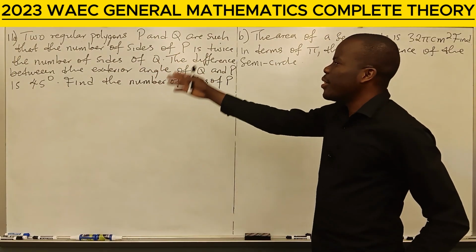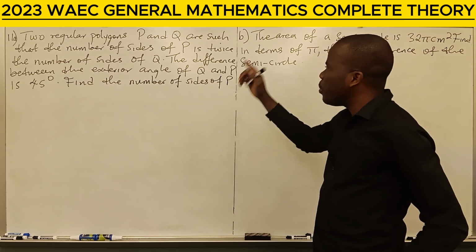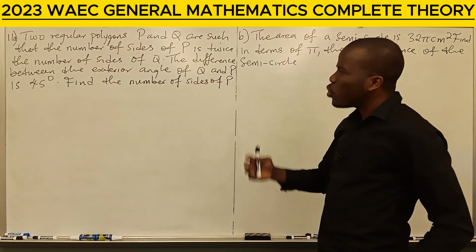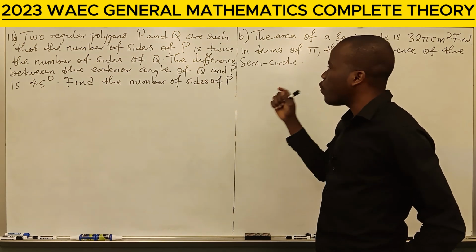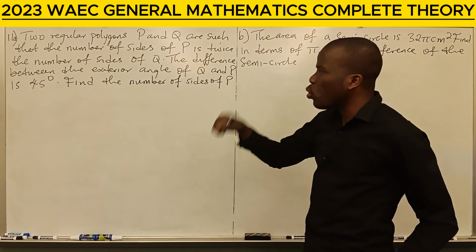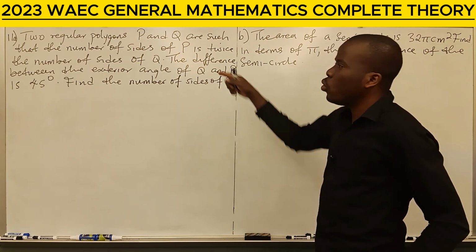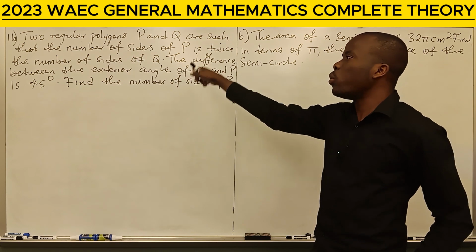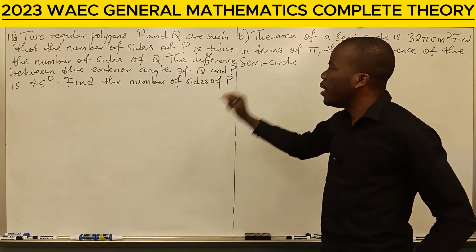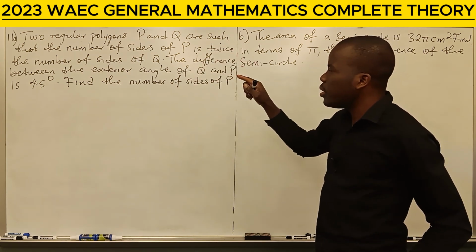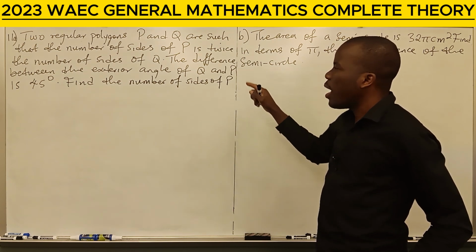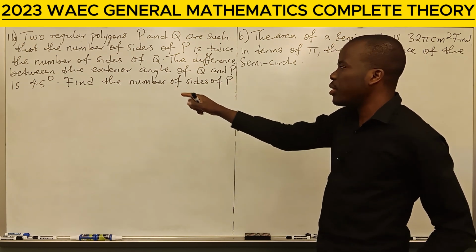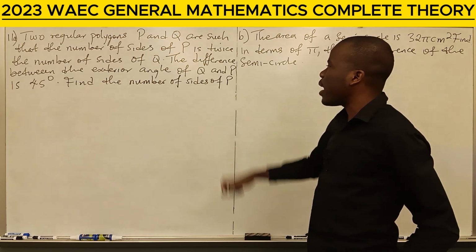Question 11 says, two regular polygons P and Q are such that the number of sides of P is twice the number of sides of Q. So we need to know what the number of sides of Q is to find the number of sides of P. The difference between the exterior angle of Q and P is 45 degrees. Find the number of sides of P.